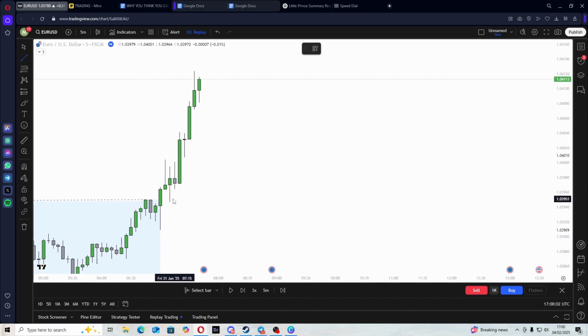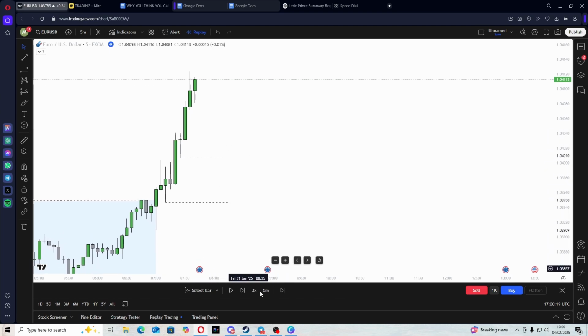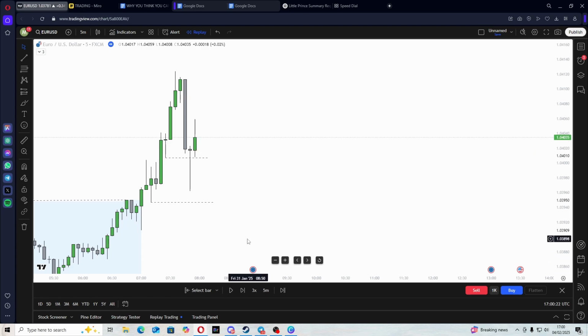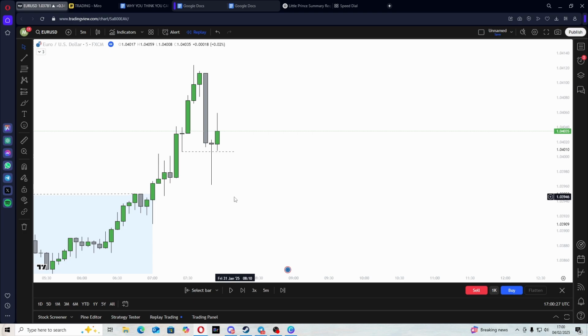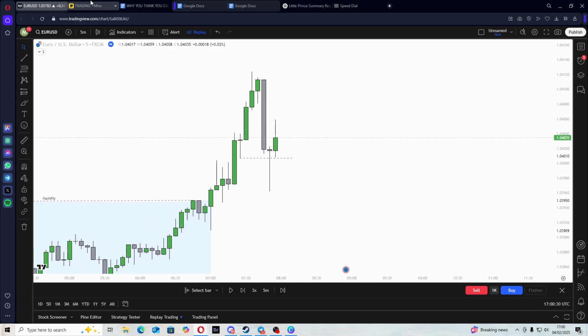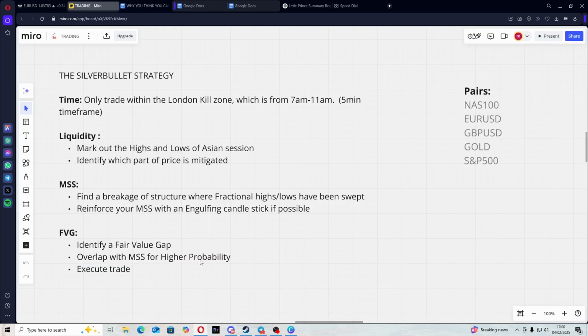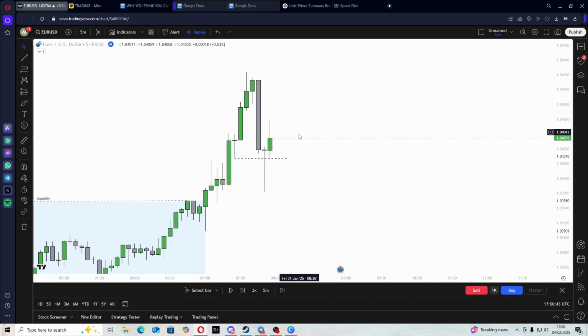This will be considered a fractional low because the candle before it and the candle after it did not go below it. I will also count this as a fractional low because it's a very small indecision candle. So we've got two fractional lows right there. Once it hits any of these sides, we can enter straight away from then on. You can see it's completely swept the first fractional low. We need to identify a fair value gap and overlap that with a market structure shift for higher probability. As you can see, we got the engulfing candlestick and everything. All we've got to do now is mark out our fair value gap.